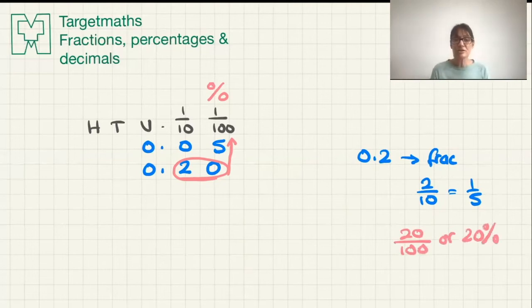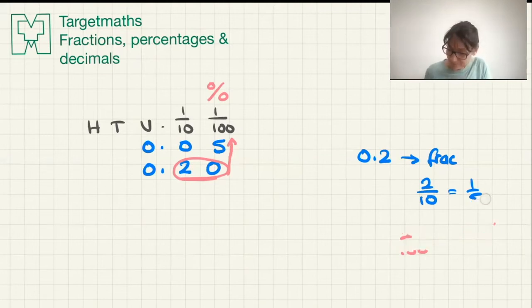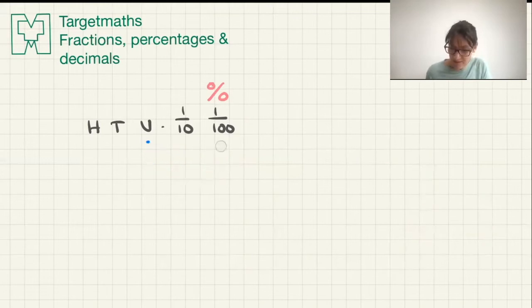20 over 100, if you wrote that as your fraction, you would get the answer right. 2/10 is right, a 1/5 is right. They're all equivalent fractions. So that's if you start with a decimal. What if you started with a fraction?